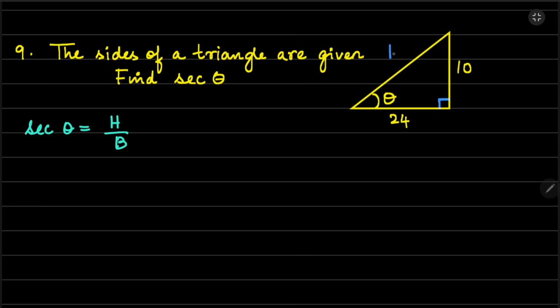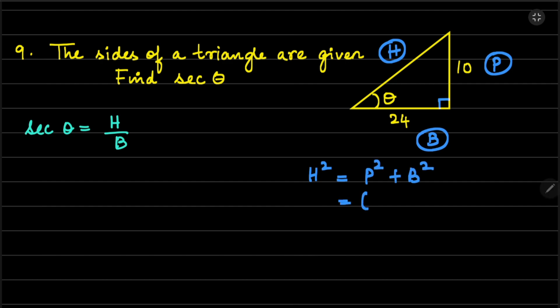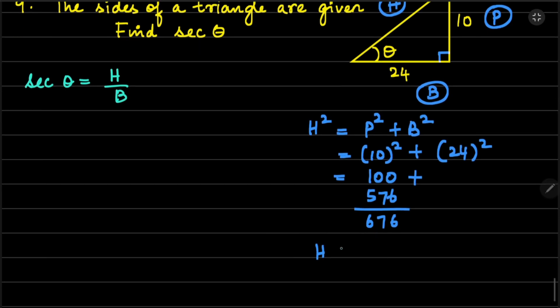So this is your 90 degree, therefore this is your hypotenuse, this is your perpendicular, and this is your base, right? So what all are given? P and B are given. We need H, right? So H square equals P square plus B square. What is P square? 10 square plus B square, which is 24 square. 10 square is 100 plus 576, which is 24 square. Okay, so what will you be getting? 676. So H is nothing but plus or minus root of 676.